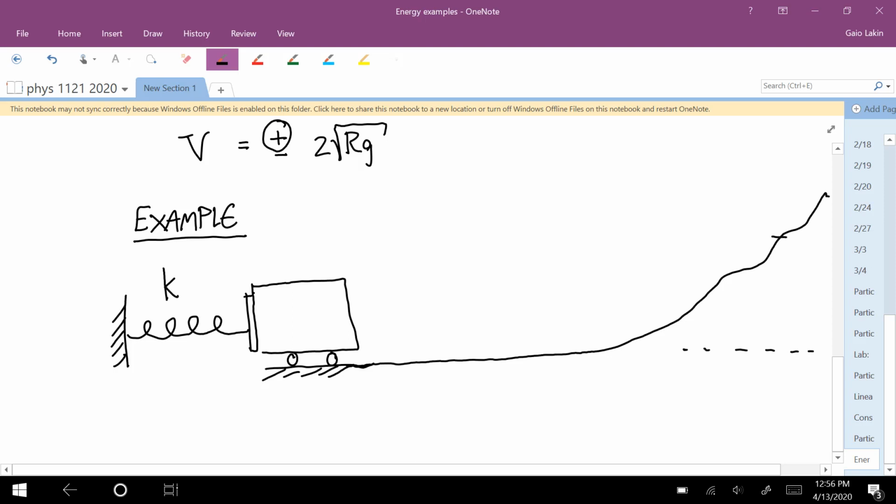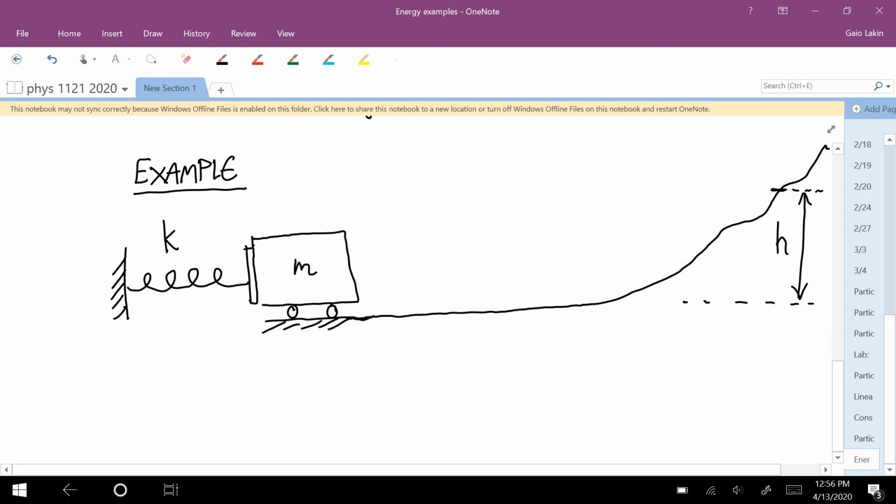And we want to know at the highest point it gets up the hill, what's that h? We're going to say again that this cart has a mass of m. And actually, we're going to do two things here. We're going to first ask, how fast is the cart going along the flat? So how fast is the cart after it leaves the spring?